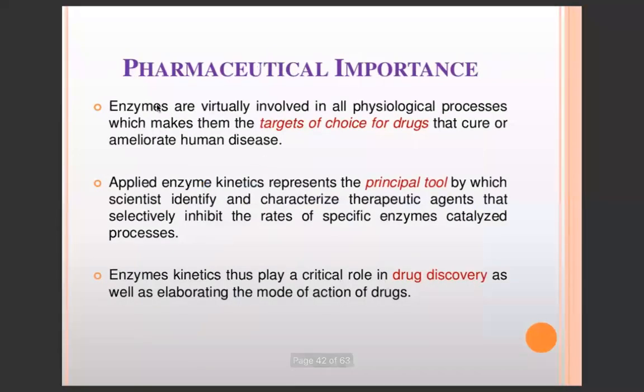Now, pharmaceutical enzymes are virtually involved in all physiological processes, which makes them targets of choice for drugs. Enzyme kinetics thus plays a critical role in drug discovery as well, elaborating the mode of action of drugs.